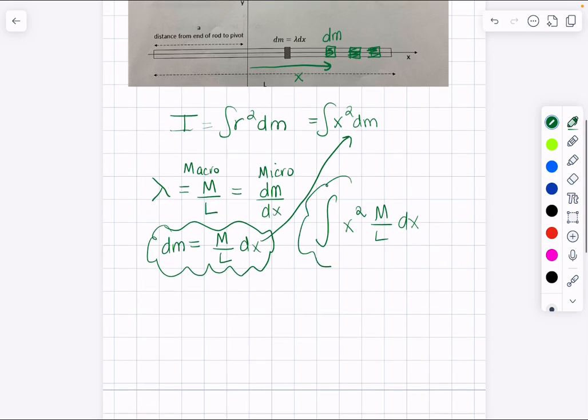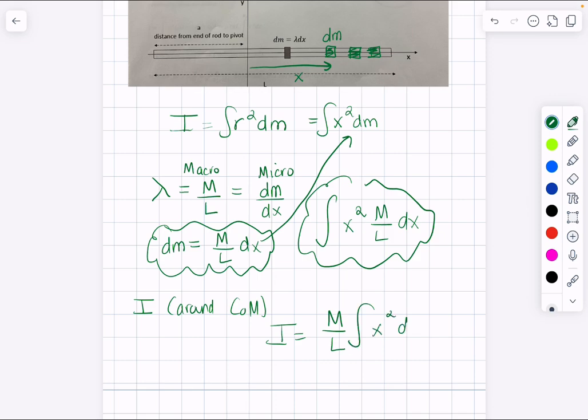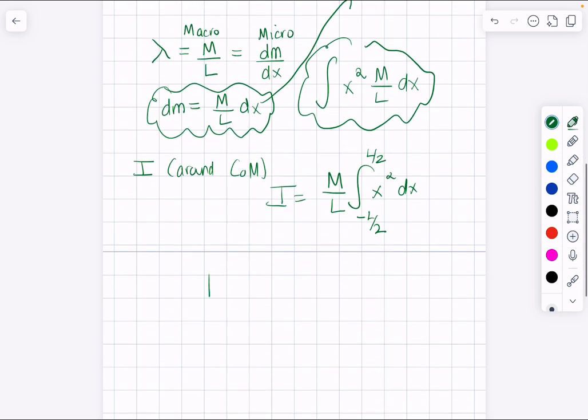Okay. Now we're going to do this two different ways. The first part, we're going to get the I around the center of mass. If we want to get the I around the center of mass, then we are going to integrate this thing, right? And I'm going to pull out the m over L. Okay, so m over L is going to come out here. We're going to integrate x squared dx, but we're going to integrate from negative L over 2 to L over 2 because our axis is right in the center. All right, so if you put your axis right in the center, you're going to integrate from negative L over 2 to positive L over 2. Okay, this is negative L over 2, this is positive L over 2.